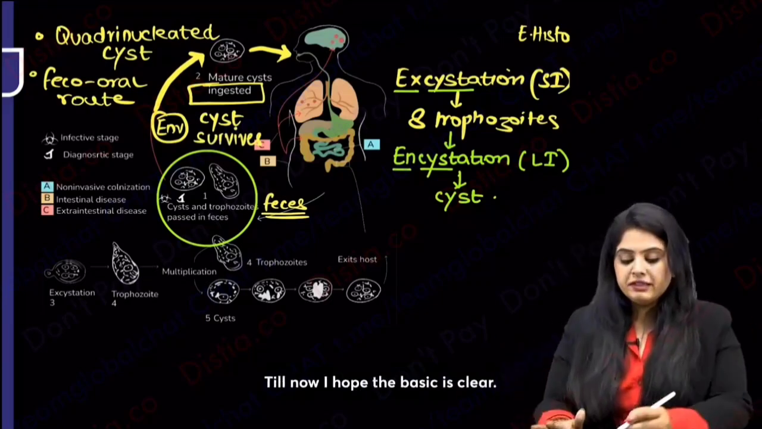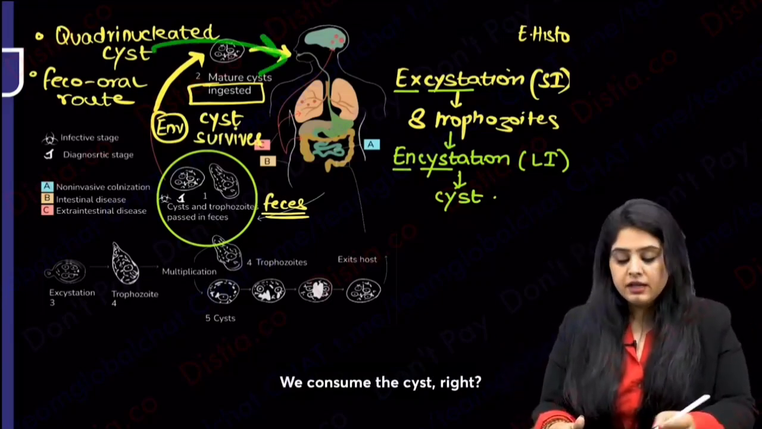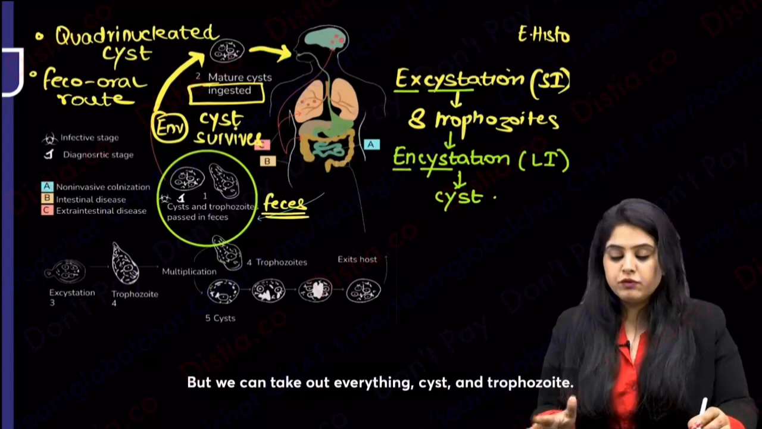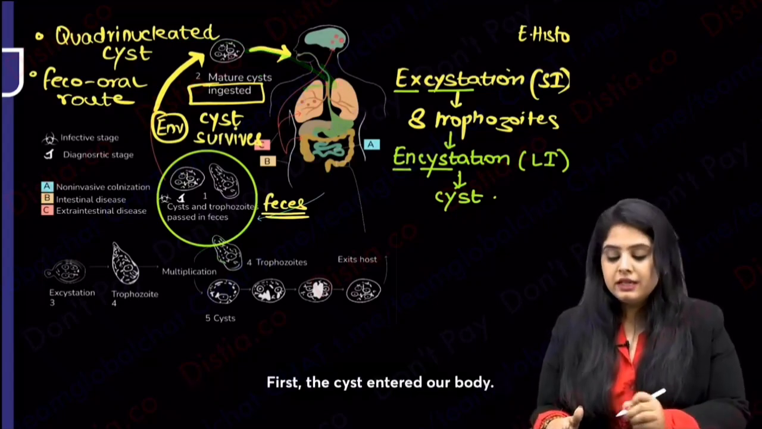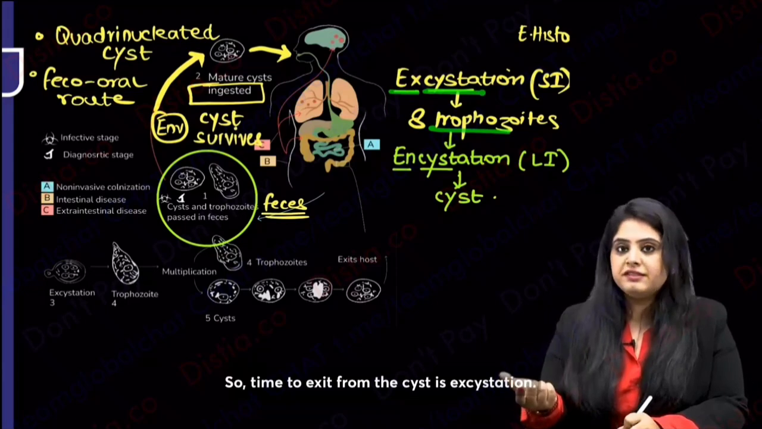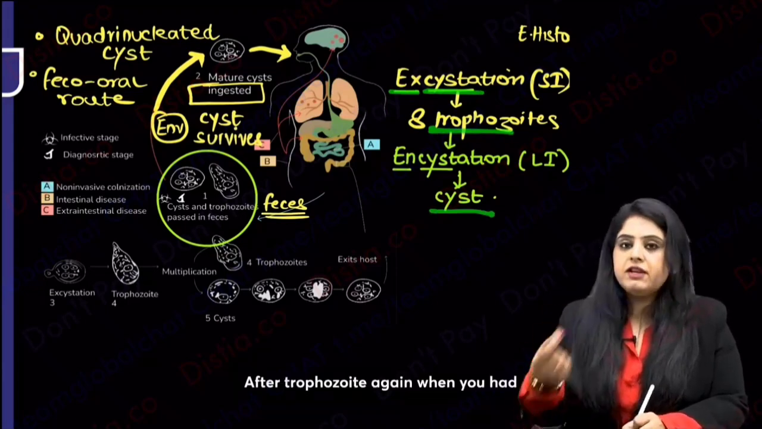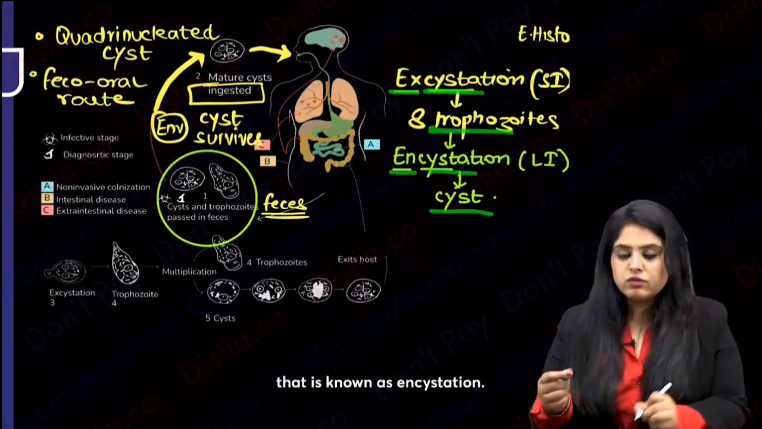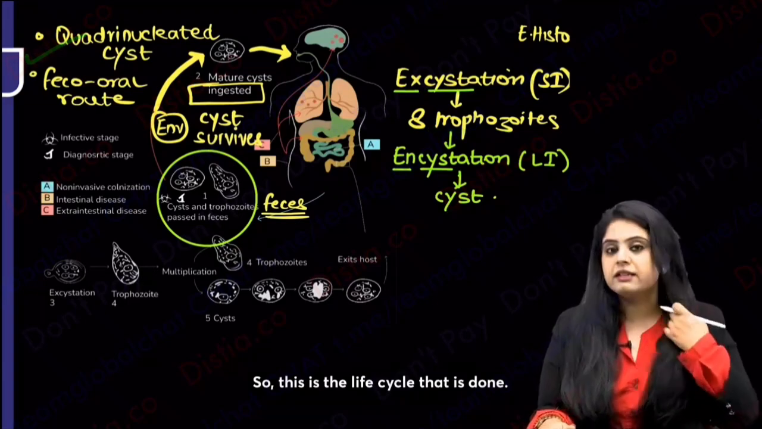Till now, I hope the basic is clear. We consumed the cyst, right? But we can take out everything, cyst and trophozoite. First, the cyst entered our body. Cyst decided that I'm going to make trophozoite. So time to exit from the cyst is excystation. After trophozoite, again when you had to enter into the cyst stage, that is known as encystation. So this is the life cycle that is done.